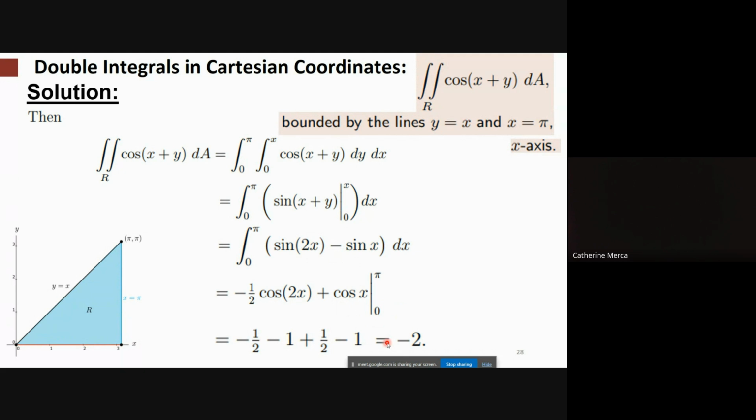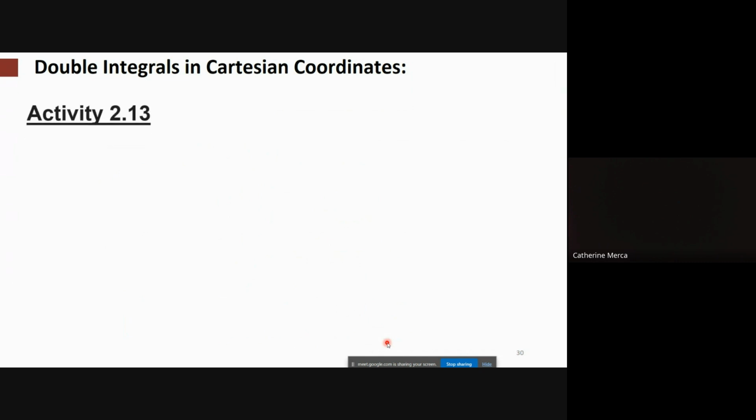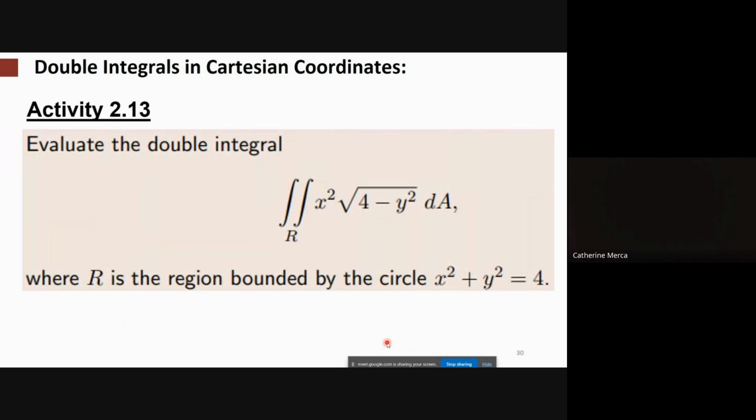Okay? Now for activity 2.13, you are to evaluate this one. Double integral of x squared square root of 4 minus y squared dA. And your region R is bounded by this circle, x squared plus y squared equals 4.